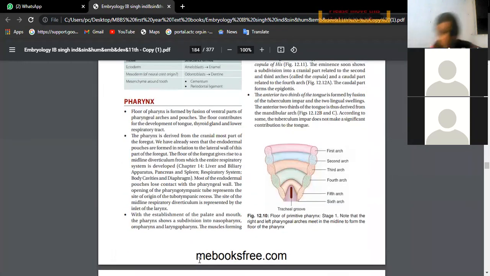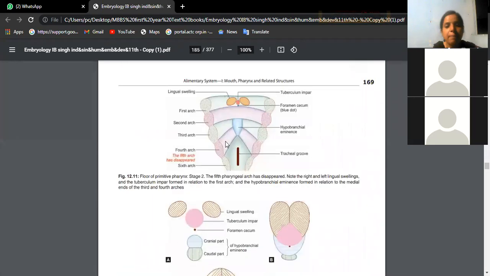Development of tongue is very important. See here. So we know we have pharyngeal arches, right? How many pharyngeal arches do we have? There are six, ma'am, but the fifth one will be... Very good. So at the level of pharyngeal arches, we will see the development. At the first arch level, you will see lingual swellings, tuberculum impar, foramen cecum. Second arch, nothing. Remember, second arch is not contributing.